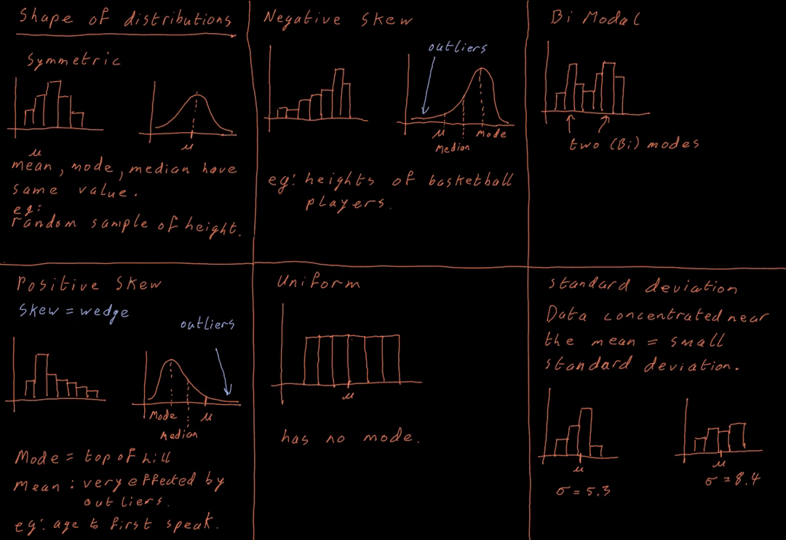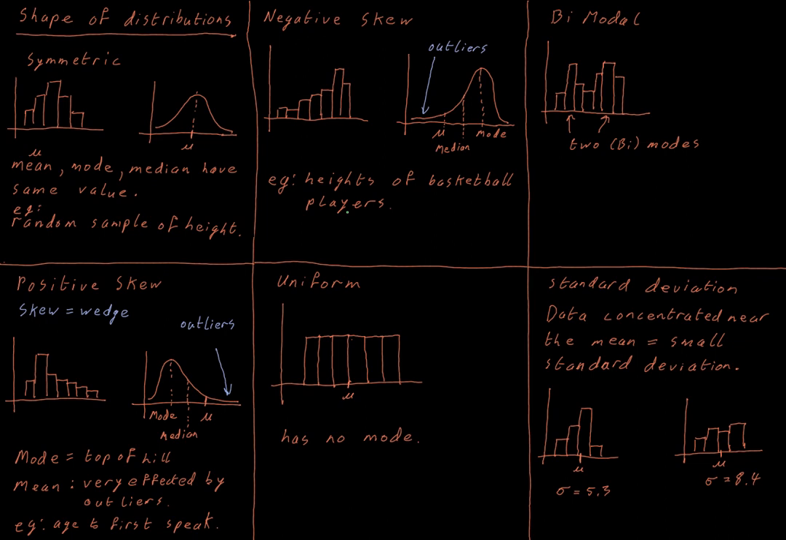Now, the next piece is really just to get used to language. If we say data is positively skewed, the easiest way I find to remember this is that skew is a name for a wedge. That's what the word skew means. So you have a wedge pointing out in the positive direction for positively skewed data. And for negatively skewed data, you have the wedge pointing out in the negative direction. So that is really all we need to be able to get from the name.